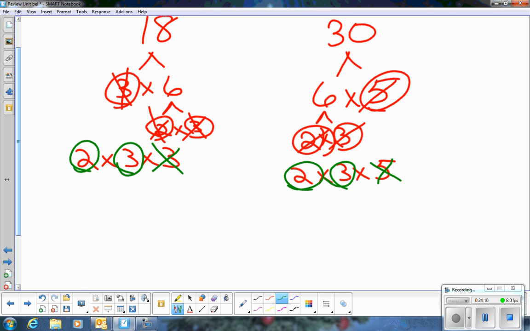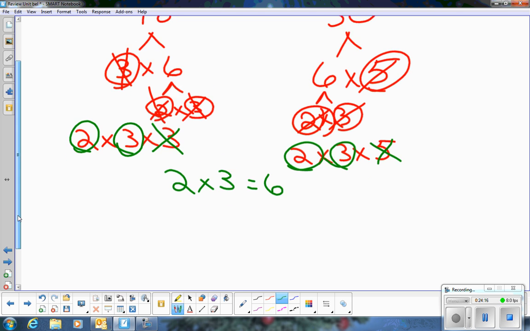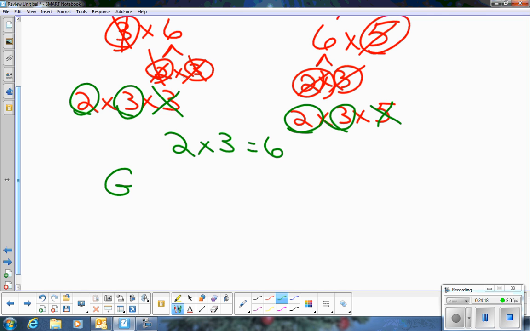They share 2 and 3, right? 2 times 3 is 6. Isn't that what we got doing it the other way? Yeah, so it works. It's the same. So we're going to write out for our answer the GCF of 18 and 30 equals 6.